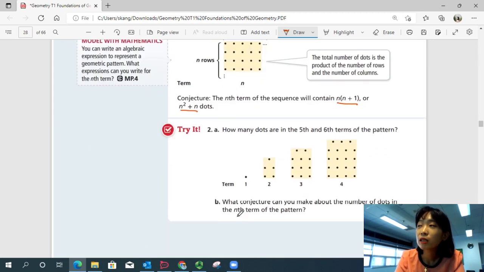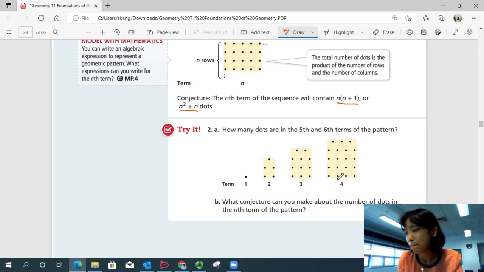Part A. How many dots are in the 5th and 6th terms of the pattern, looking at this pattern? And B. What conjecture can you make about the number of dots in the nth term of the pattern? See if you can answer them by yourself. Come back when you're ready for answers. Okay, so are you ready?